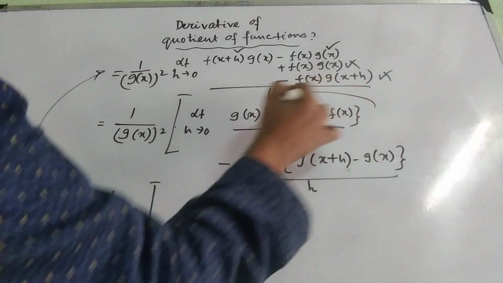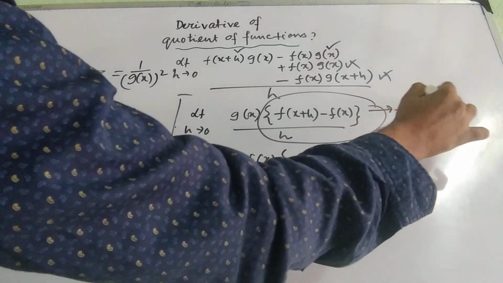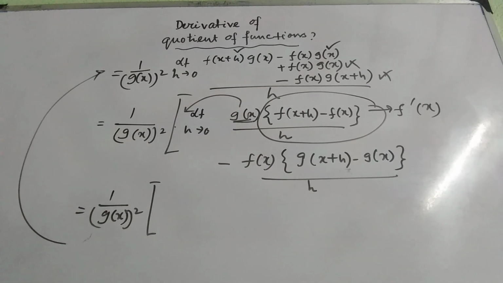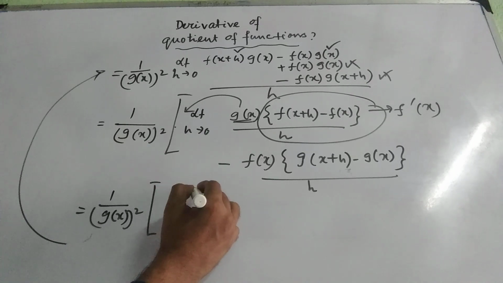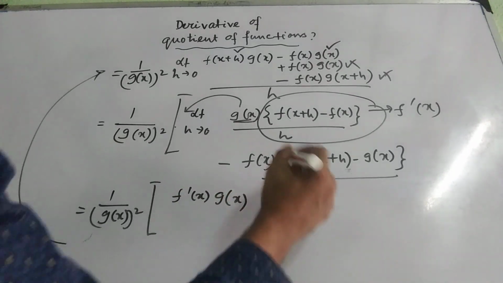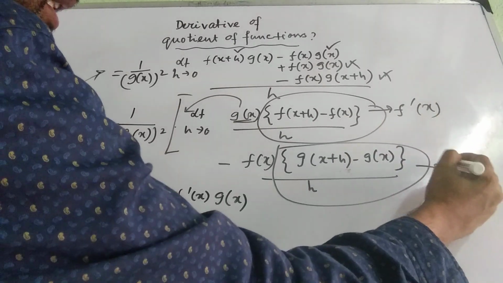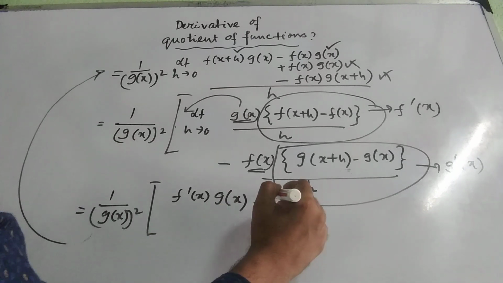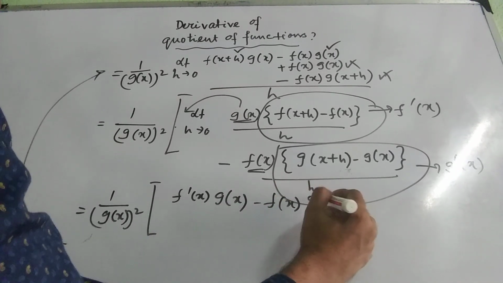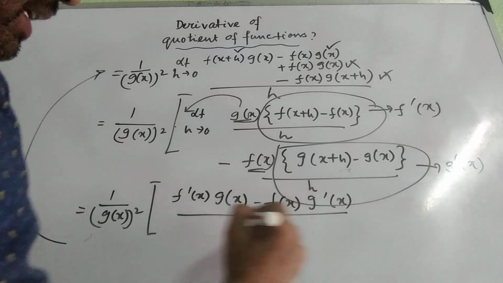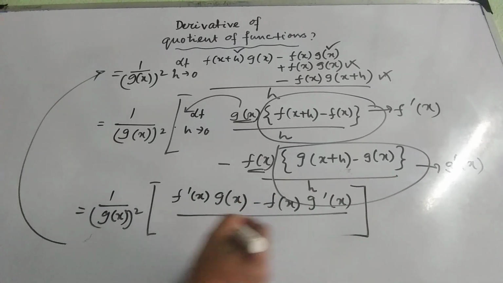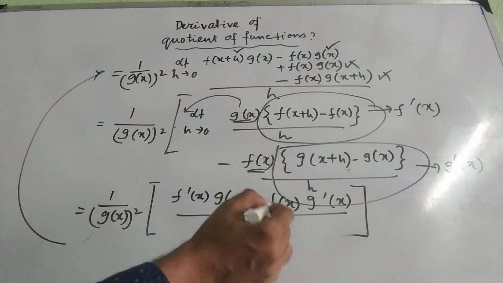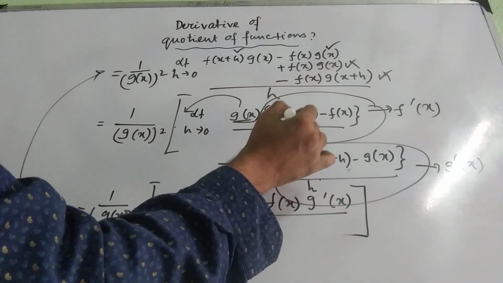Then what is this expression? It is nothing but f dash x, right? And g(x) I can take out of the limit, because there is no part of h in it. So it becomes f dash x into g(x). Similarly, this portion is nothing but g dash x, and f(x) has no contribution with h, so I can also take it out. So minus f(x) into g dash x, divided by nothing, because h has already been consumed in the first and second limit expressions, right?